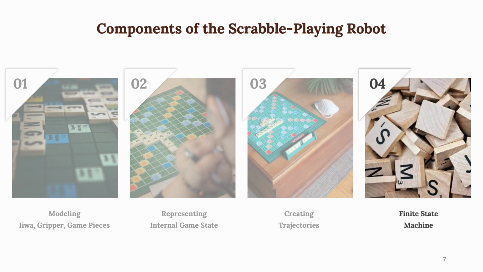The fourth component is a finite state machine which integrates these components together. For this, we took inspiration from the clutter clearing example from class.